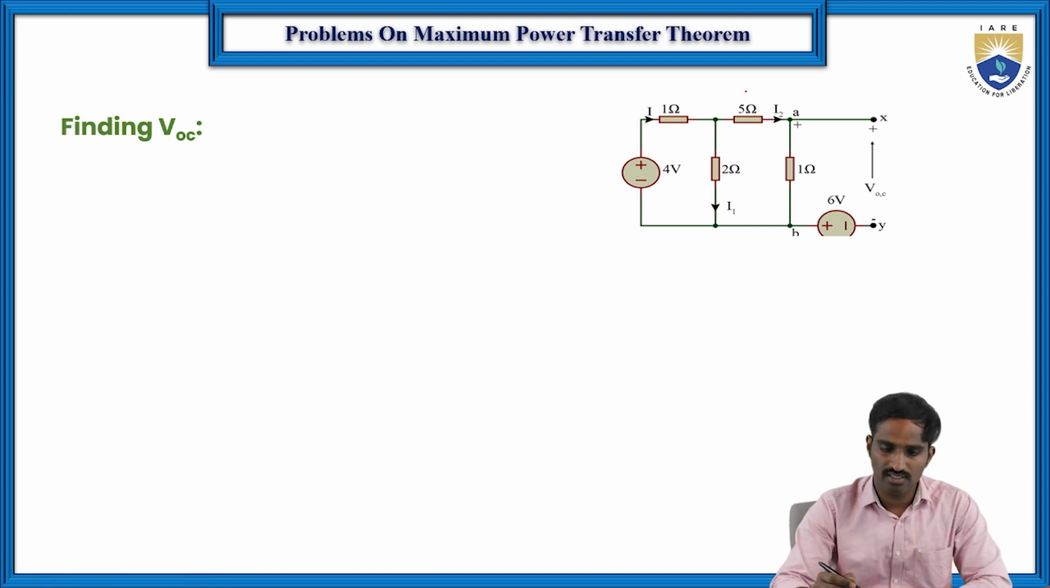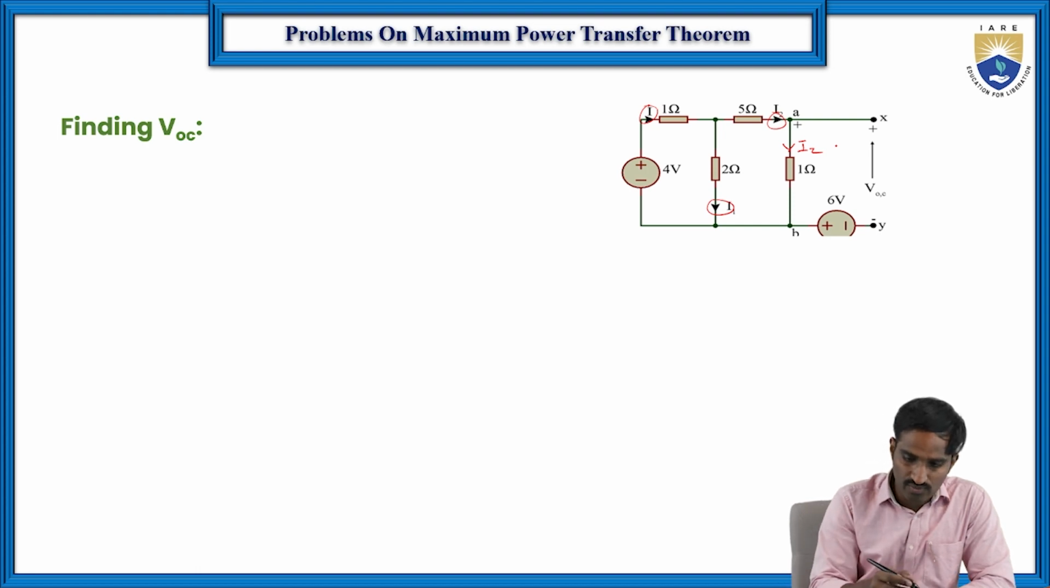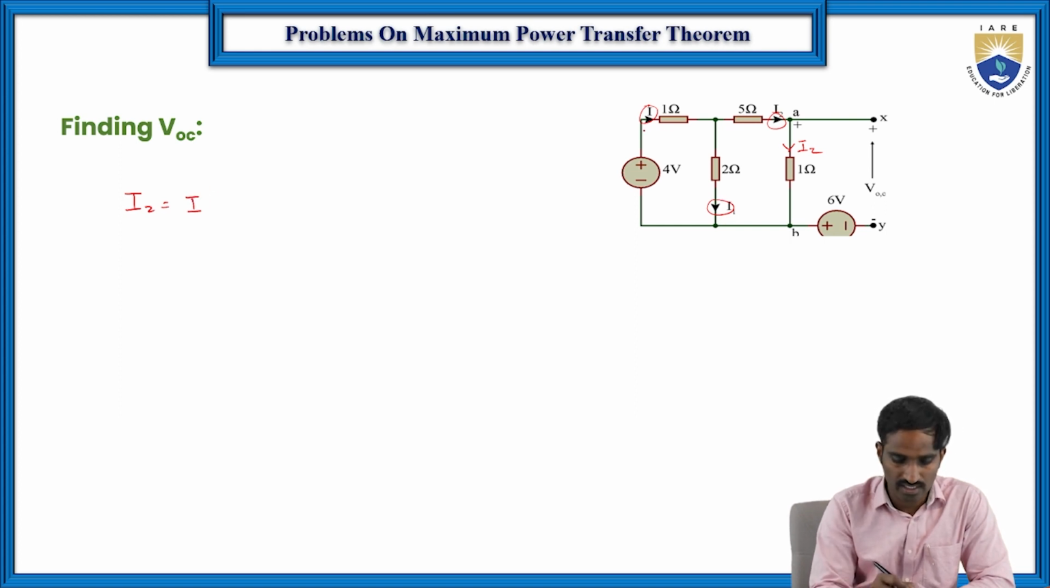So for that, here let us consider the total current flowing as I, the current flowing through this particular branch as I2, and the current flowing through this as I1. So here we need to find the current flowing through I2, which means these two are in series, so the same I2 will flow through this 1 ohm resistor also. So as we know, according to the current division rule here, I2 is equal to the total current I into the opposite resistor. The opposite resistor here is 2.